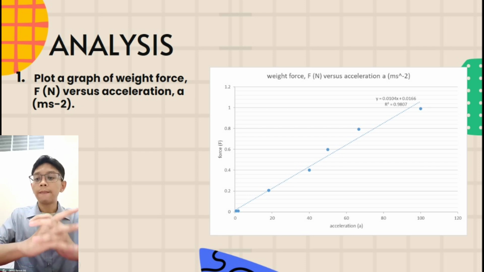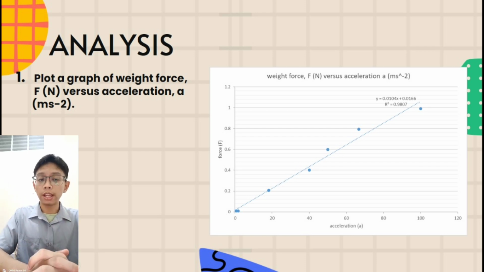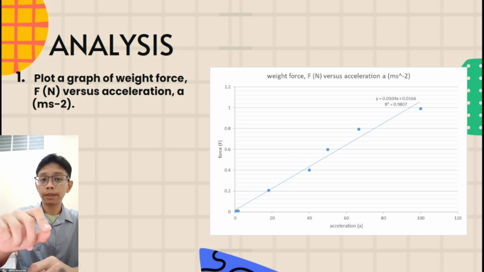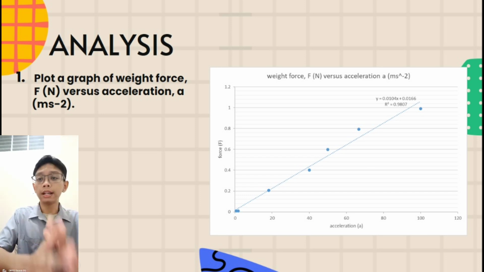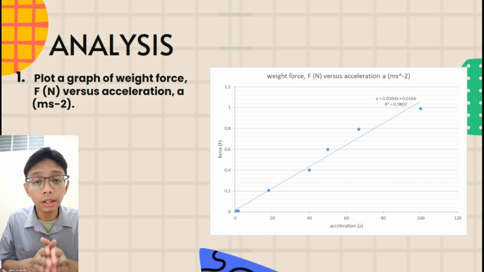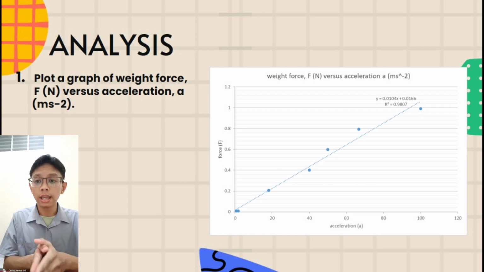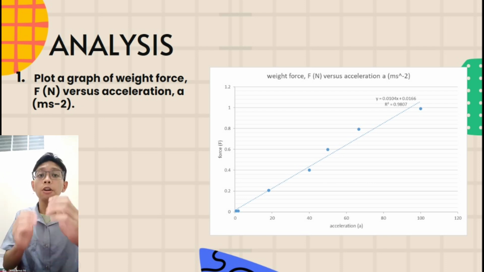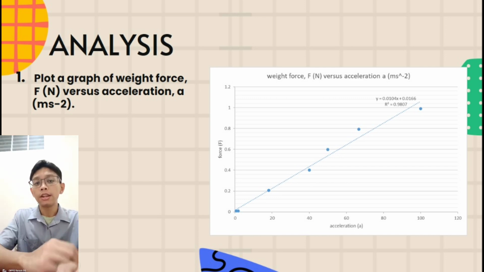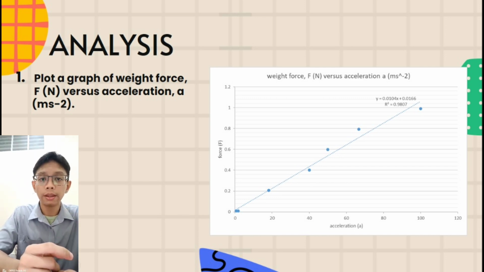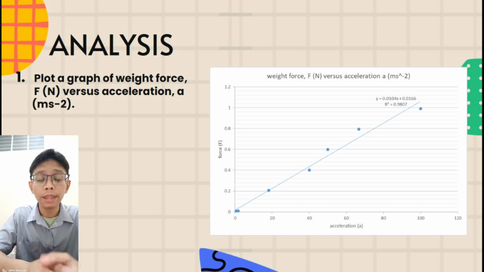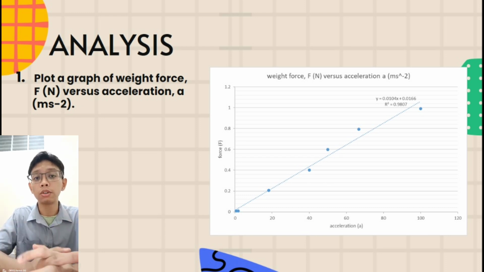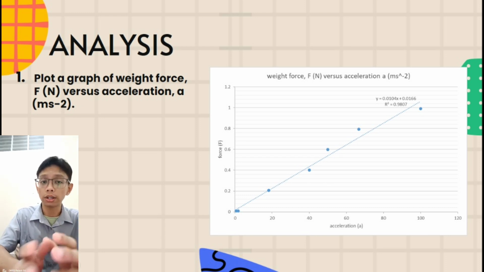And then, from the graph we just drew, as you can see, the line is straight. If the line is straight, in mathematics this is defined as a directly proportional relationship. So the mathematical relationship between weight force and acceleration is directly proportional. So this graph proves the statement of Newton's second law of motion, where it states that an object's acceleration is directly proportional to the net force acting on the object.